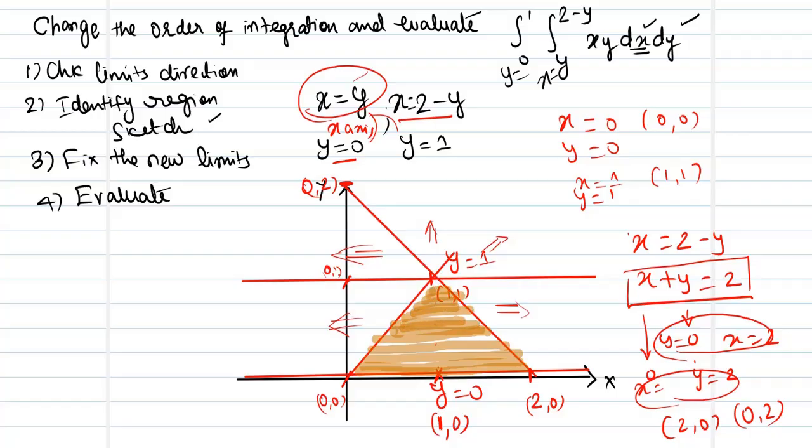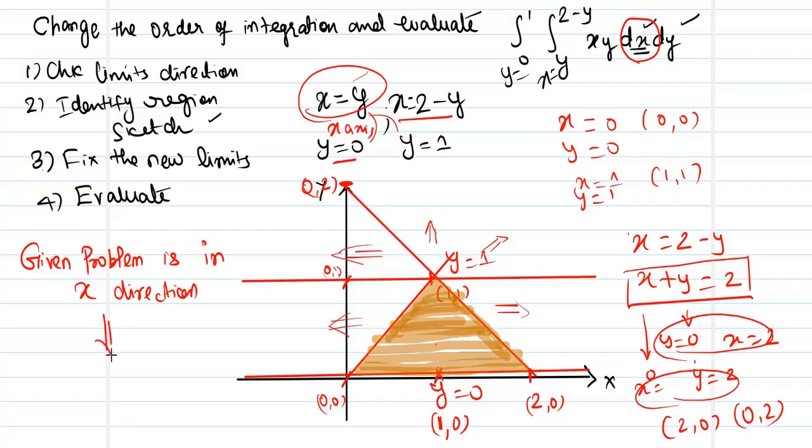So step 2, we have identified the region and we have sketched the region. So we have the lower base triangle to be the one in which our integration has to take place. Now moving to step number 3, fixing the limits. How to fix the limits? Now we have the given problem. Given problem is in which direction? Is in x direction.